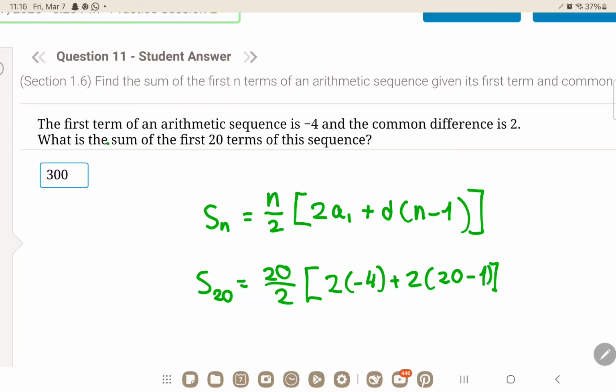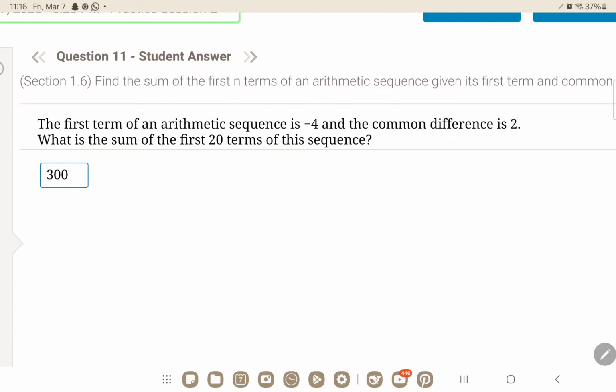which is 19. Once you put all this into your calculator, we should be getting our answer, but let me do it really quickly just to make sure. And you get all this equal to 300, which is your answer. Moving on.